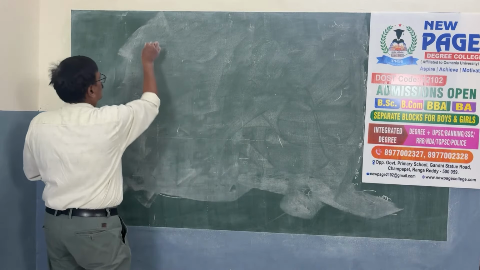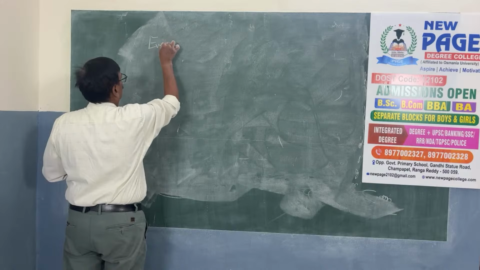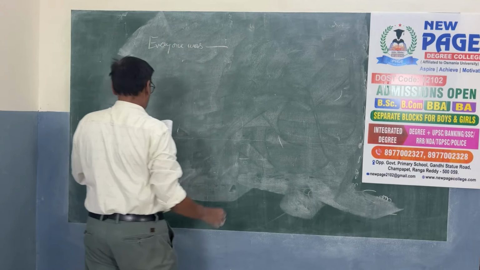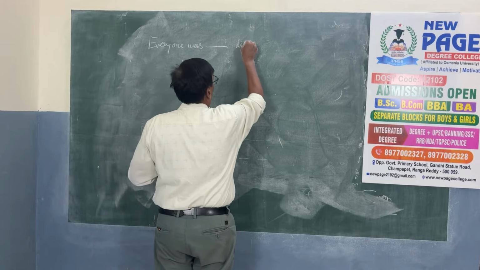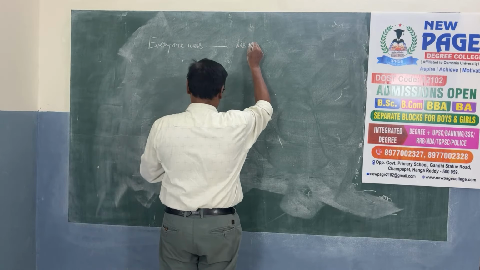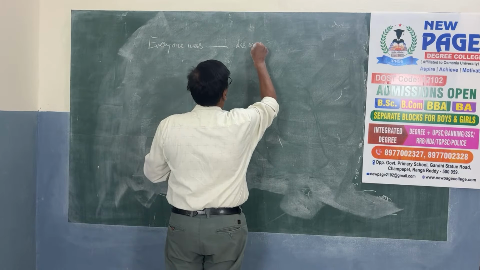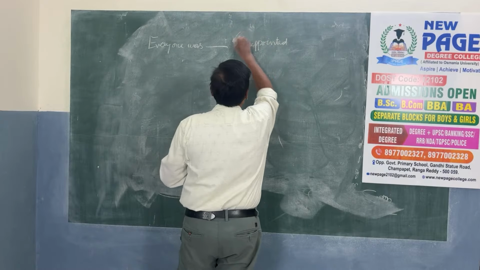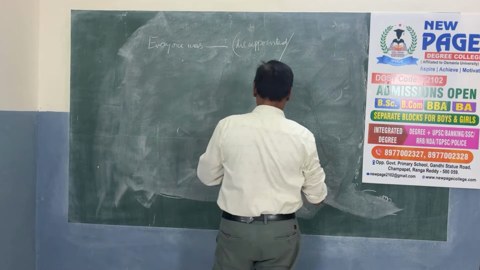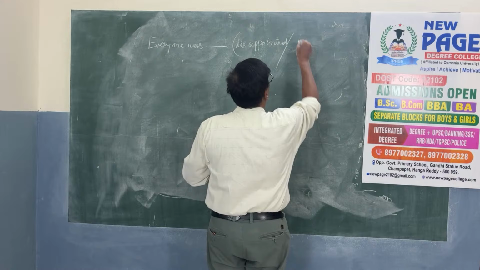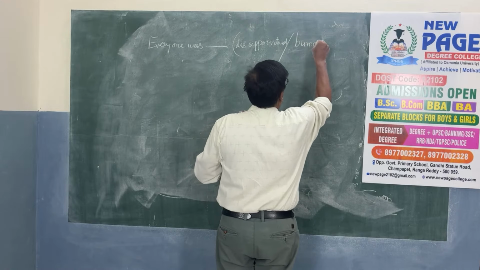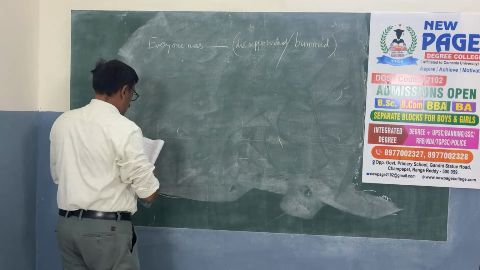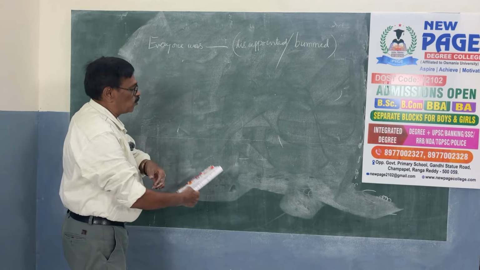Everyone was dash. Disappointed. Second one, doomed. So what is the right answer in this one? Everyone was disappointed or doomed.